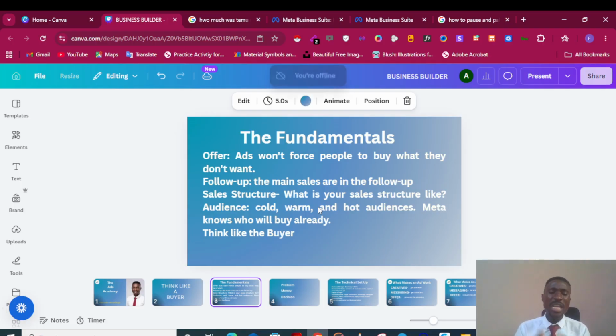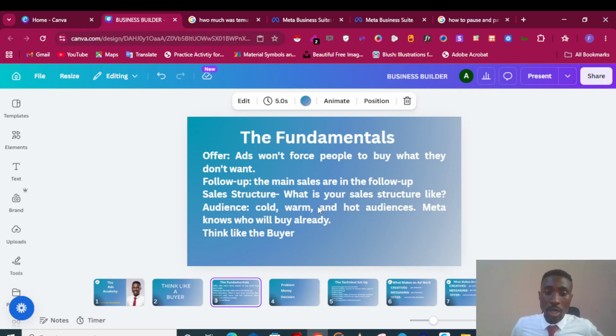Your ad will not create an audience for you. What you're trying to do in your ad is to position yourself to appeal to the different segments of audiences that we have in the market.